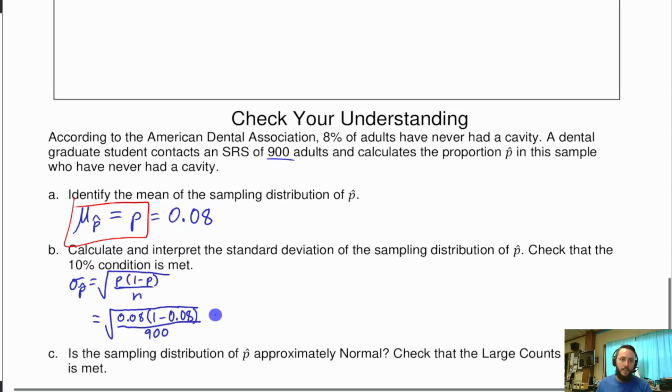I have to toss that into a calculator real quick. 0.08 times 0.92 divided by 900, square rooted. And so we get 0.00904, for the fun of it. Why not?